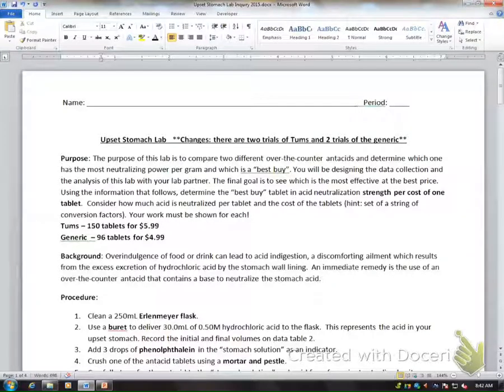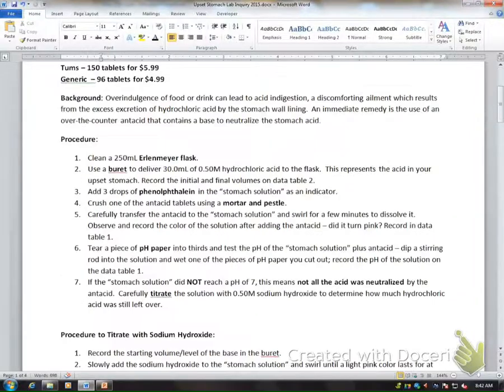Here's the information you need to help you finish up the Upset Stomach Lab. First, make sure that you are rereading to be sure you know what the final goal is. We want to know the best buy in tablet per neutralizing strength. Here is the information that you will need for the analysis: the amount of tablets in the container, and how much I paid for them.